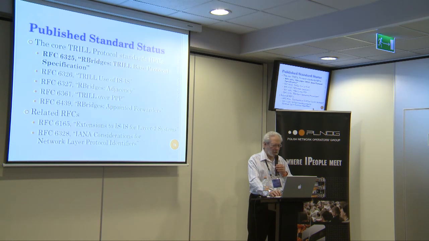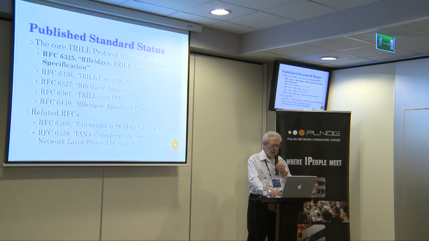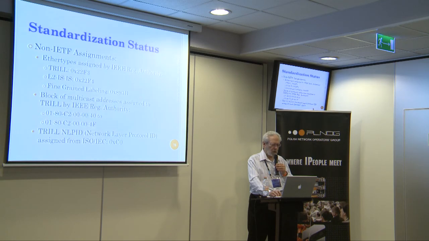So I mentioned some of these before. Here are published RFCs, and essentially immutable. Of course, they can always be obsoleted or replaced. And the critical one is 6325, but it is getting a little older. And there is, as I mentioned earlier, this updates draft that's been fully approved, but hasn't actually been published as an RFC yet. I don't know if that's all that interesting.